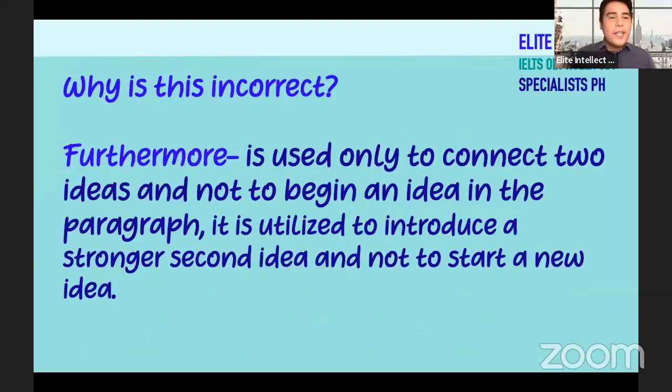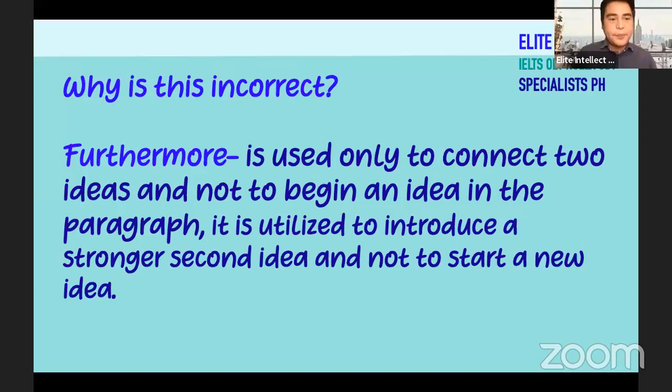So, why is this incorrect? Furthermore is used only to connect two ideas and not to begin an idea in the paragraph. It is utilized to introduce a stronger second idea and not to start a new idea. When you use furthermore, it's not to begin a paragraph or a statement, it is to connect idea one with idea two, and idea two should be stronger than idea one. Don't believe me? Google how to use furthermore properly later on, okay?